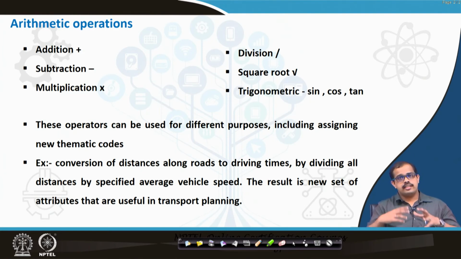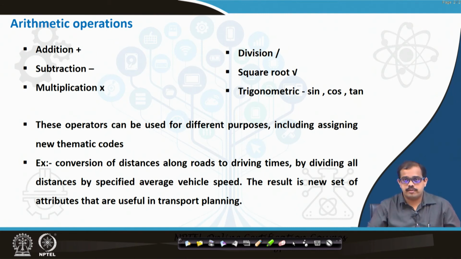The next set is the arithmetic operations: addition, subtraction, multiplication, division, square root, trigonometric, etc. These operations can be used for different purposes, including assigning new thematic codes. For example, conversion of distance along the roads to driving times by dividing all distances by a specified average vehicle speed. The result is a new set of attributes that are useful in transport planning. So, this is one example.